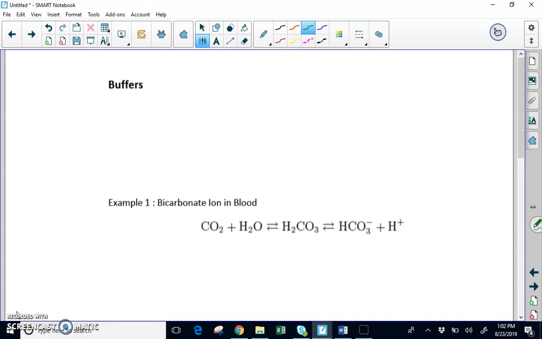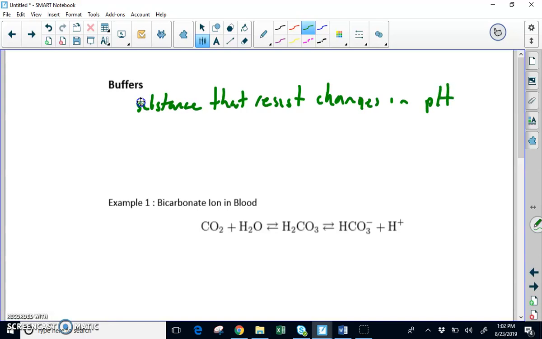So buffers are compounds or substances that resist changes in pH, or they maintain pH. They can do two things. They can accept H+, taking it out of the environment. When you take the H+ away, that means you're lowering the H+. So if the buffer is accepting H+, that means it's raising the pH. Less H+ means higher pH.